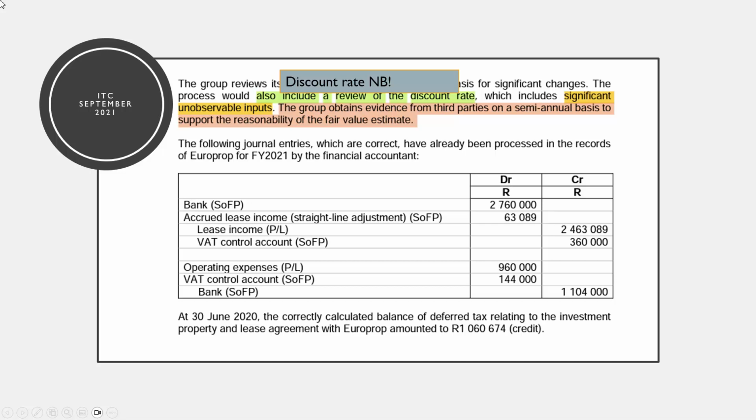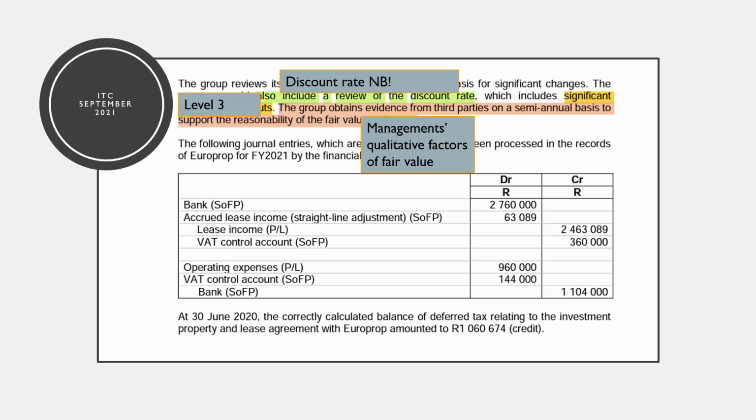The group obtains evidence from third parties to support the reasonability of the fair value estimate. So that's literally a qualitative consideration of the fair value that management uses. So they gave us the amounts of how much income we received and how much expenditure we incurred, all of which was VAT inclusive, so we need to get a hang of that.